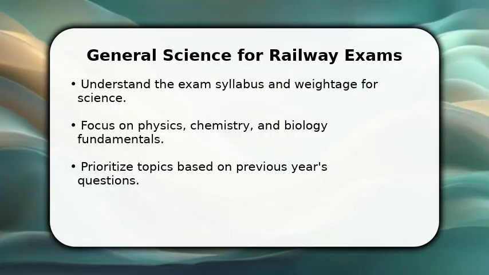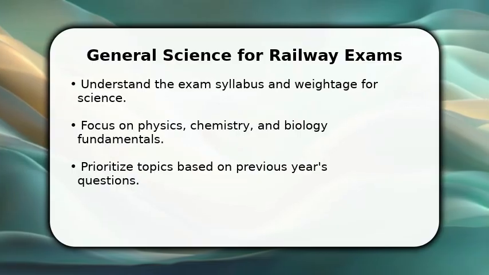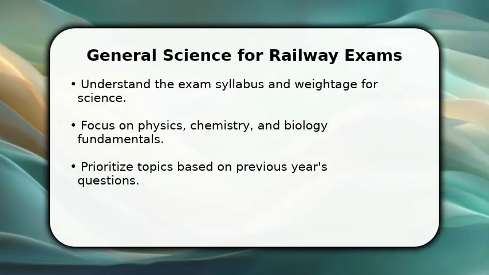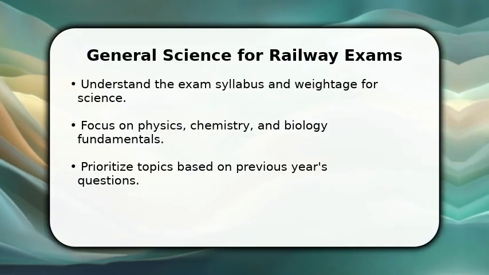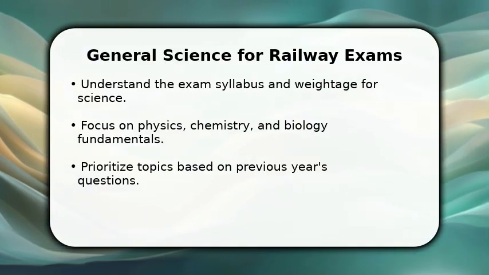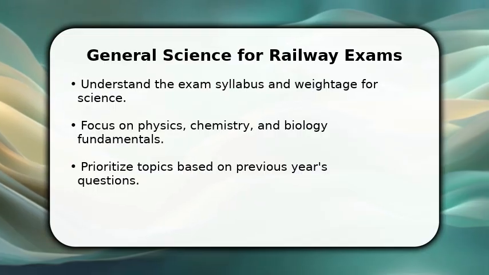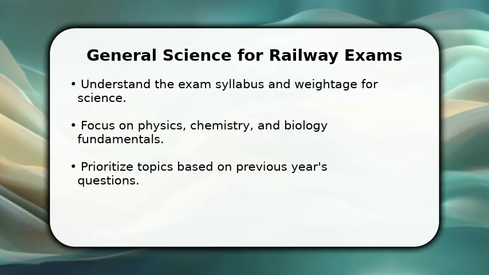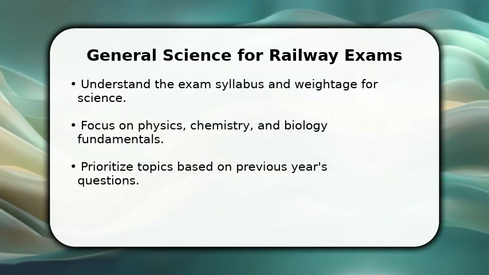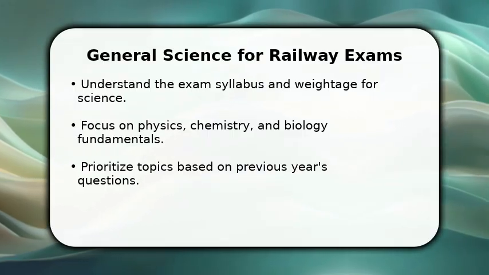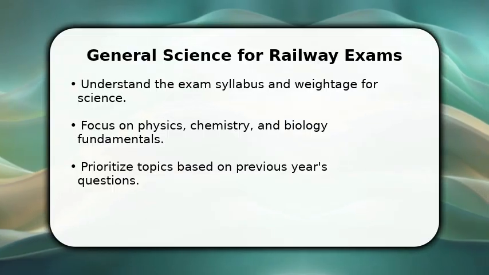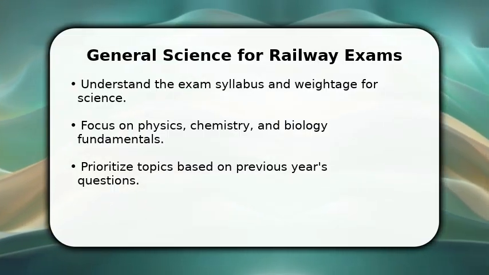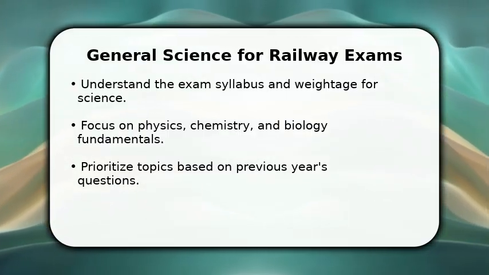Enjoy the video. In this video, I will explain how to study general science for railway exams. First, thoroughly review the official syllabus to understand the scope of topics covered. Next, identify the weightage given to different science sections, such as physics, chemistry, and biology. This helps you allocate your study time effectively. Finally, analyze previous exam papers to pinpoint frequently asked questions and high-scoring areas within general science.